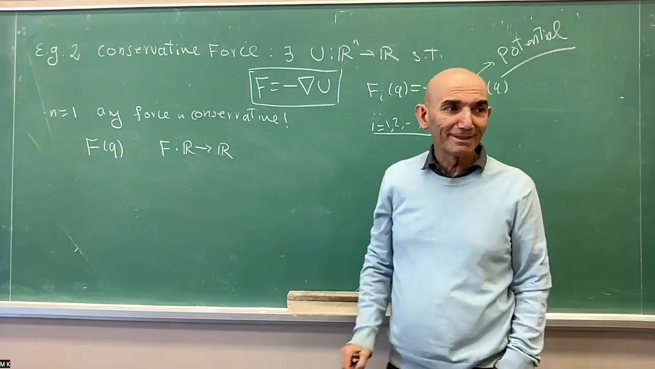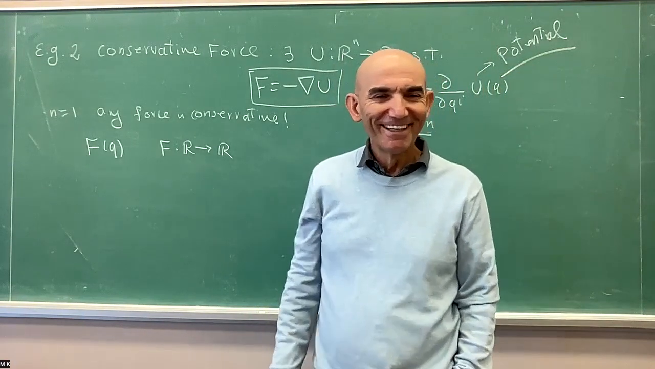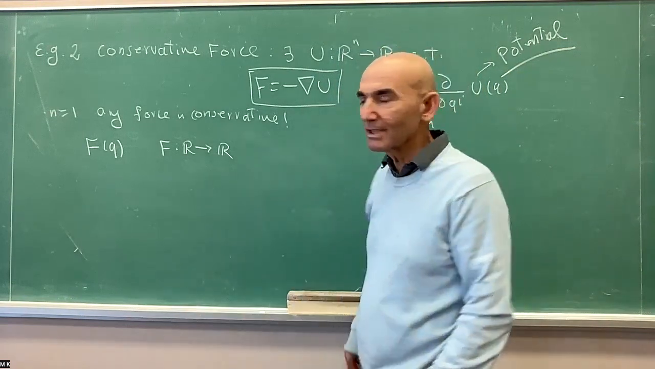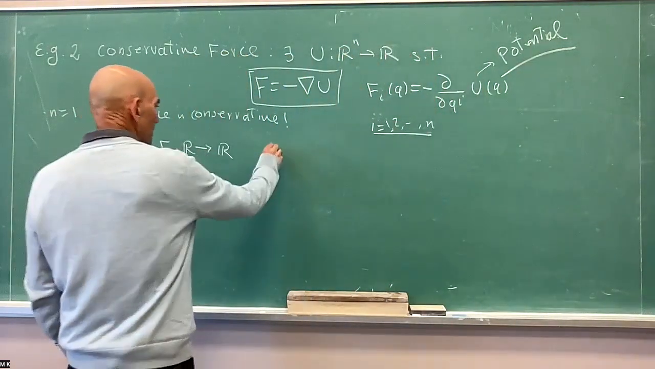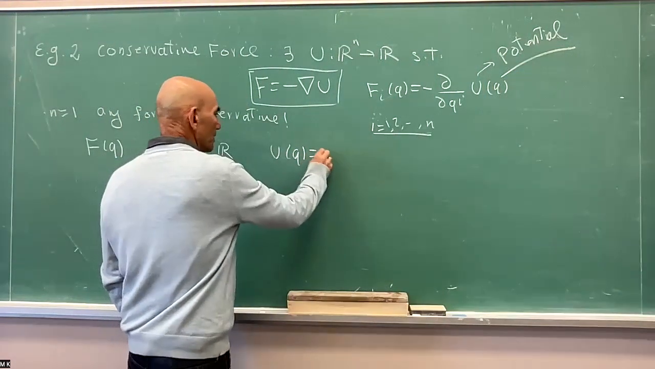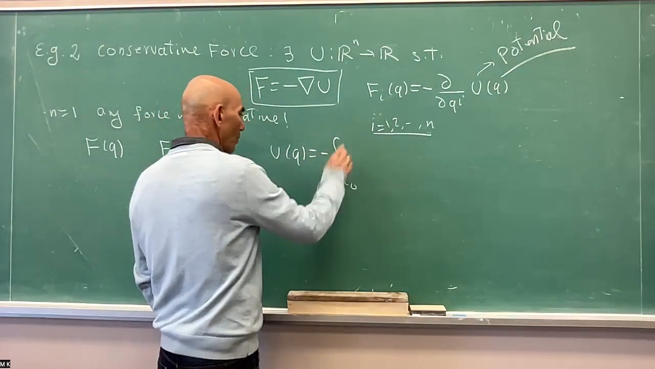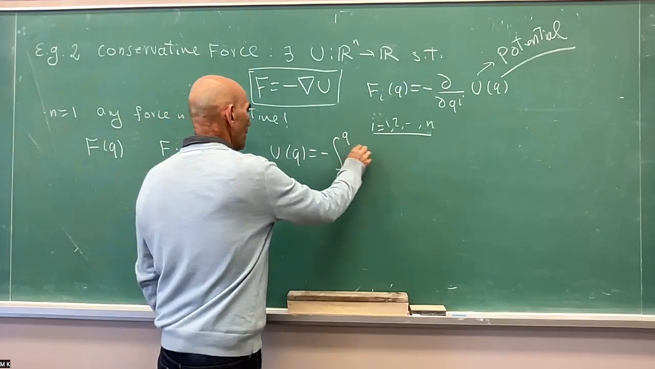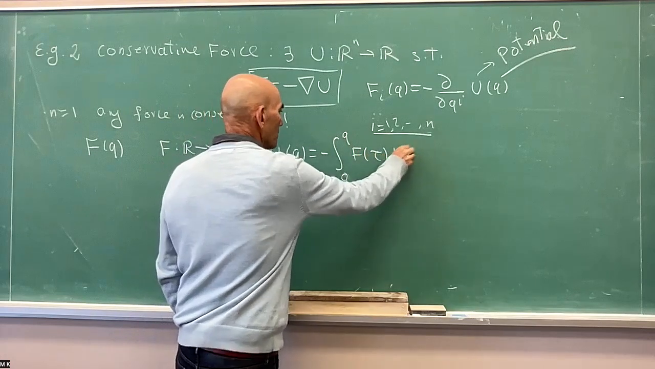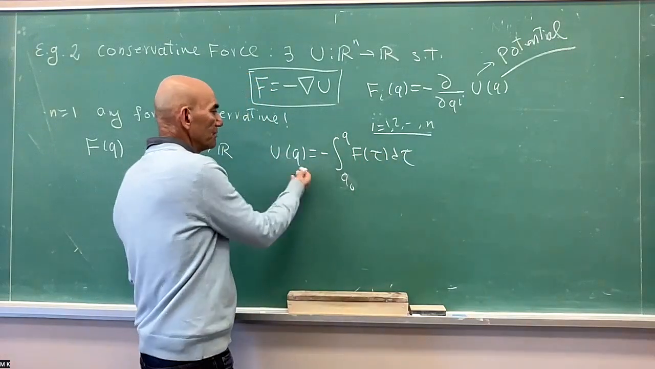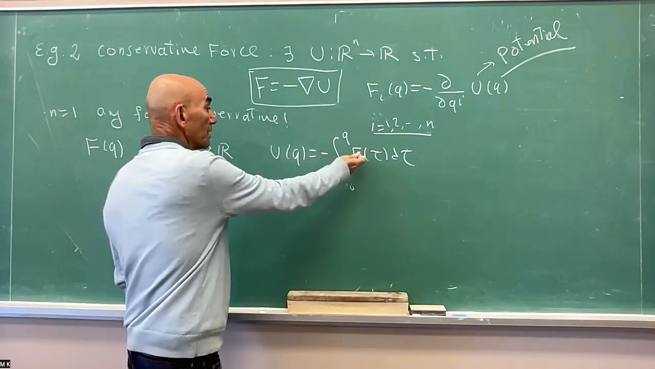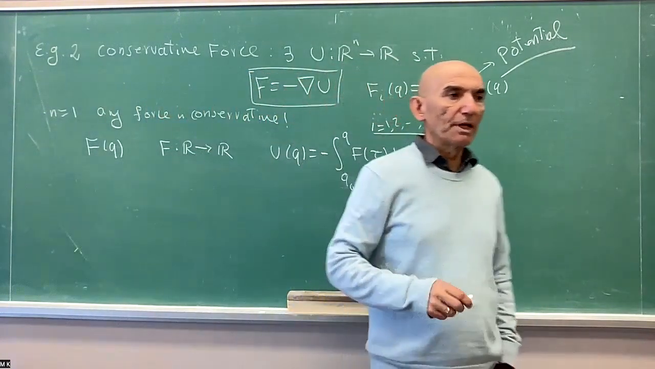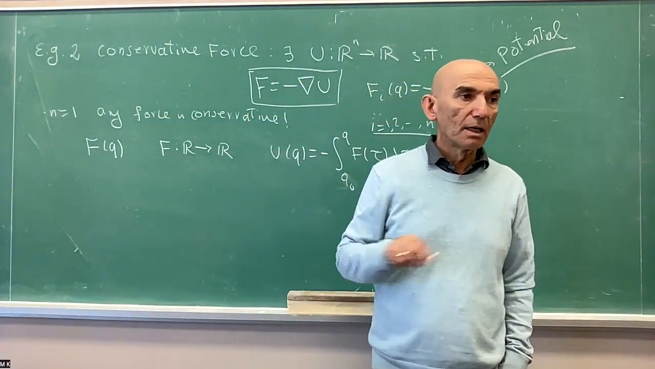Yes, it's just because we can integrate, right? In this case, of course, we can just say U of q to be negative the integral from q0 to q of F of tau d tau. Because if you take the derivative of this, you get F with a negative sign. So we can always integrate a function on the line and get this.